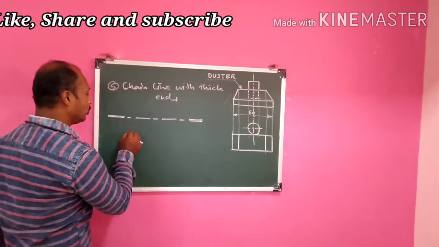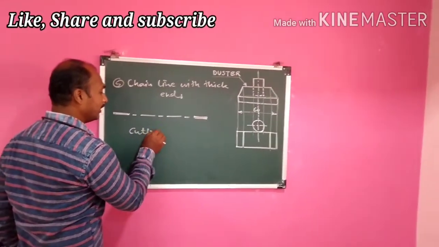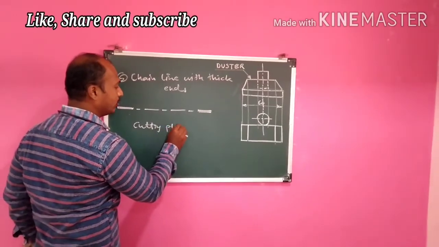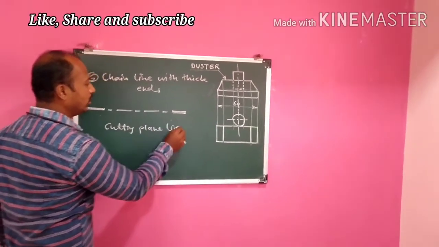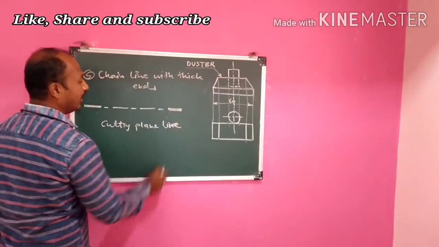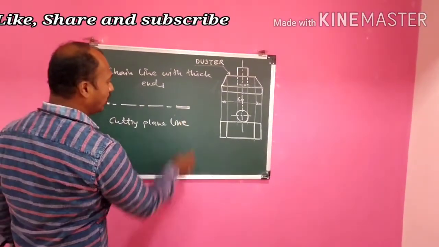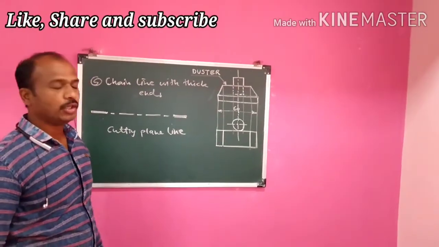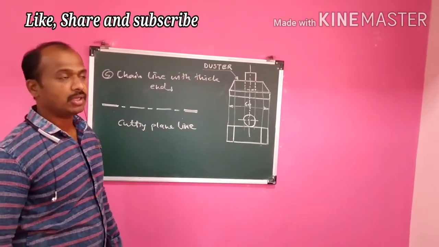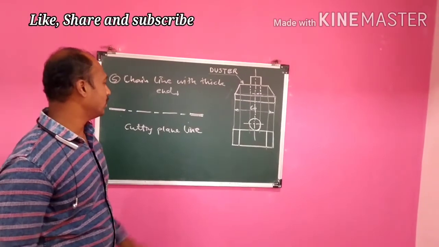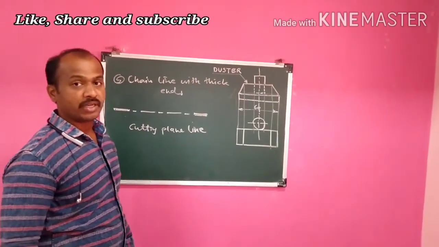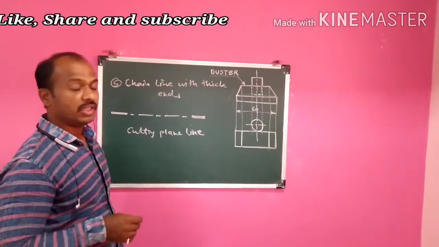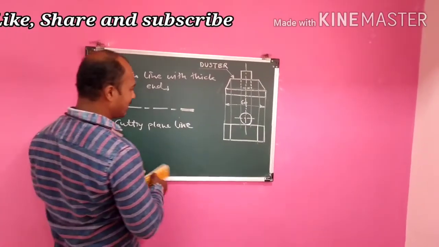So it is used to draw the cutting plane line. The main use of this line is to draw the cutting plane line. Cutting plane line means what? Sometimes we need to cut the object imaginary. We need to cut the object in imagination. We want to cut the object, and that is to be shown in the figure. I will take one example.